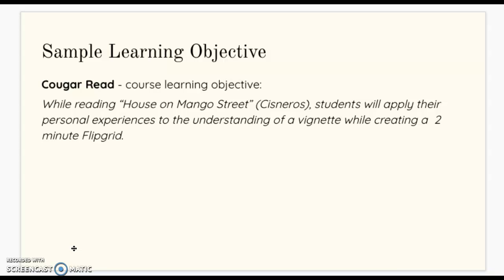For Cougar Prep, one of the modules is Cougar Read, and one of the tasks that the students will be completing during their time with us is to read House on Mango Street. So this is basically the summer reading assignment for incoming freshmen. And so while reading House on Mango Street, students will apply their personal experiences to the understanding of a vignette while creating a 2-minute Flipgrid.